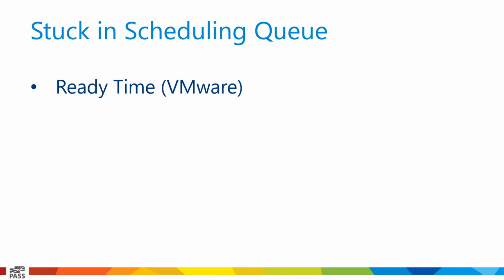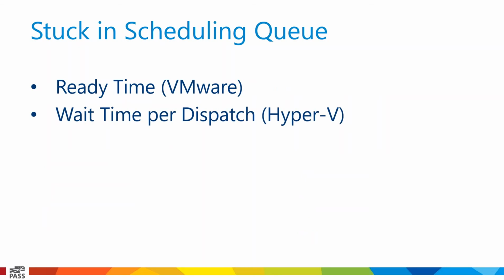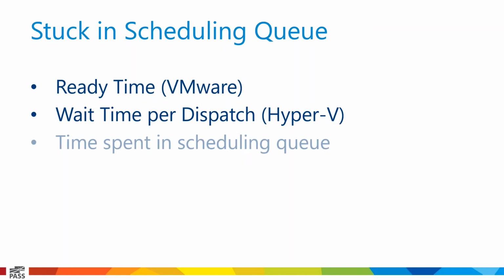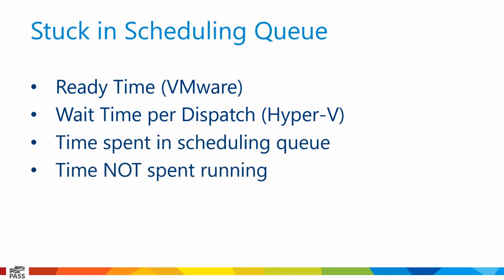Now again, the time stuck in the scheduling queue gets interesting. The fun part here is a lot of these hypervisors actually expose a lot of this information, which is great. Hyper-V calls the time stuck in the queue wait time per dispatch. VMware calls it ready time. They're functionally the same exact thing. It's time spent in the queue, which is time not spent running, and you can go measure this. Now, if you measure it, it's pretty cool.